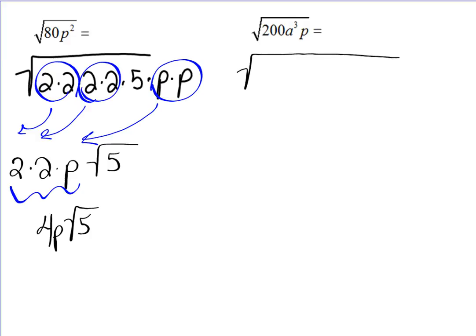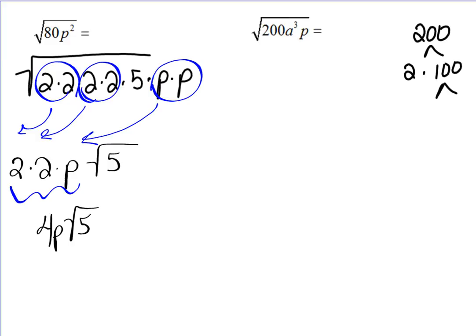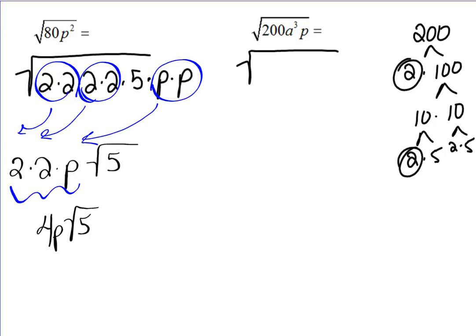So let's do 200. Without doing a factor tree, I have 2 times 20. Nope, I'm going to have to use the factor tree. Either that or get out a calculator, and I don't feel like having a calculator out right now. 2 times 100, which is 10 times 10, which is 2 times 5, 2 times 5. So the square root of 200 is 2 times 2 times 5 times 2 times 5.